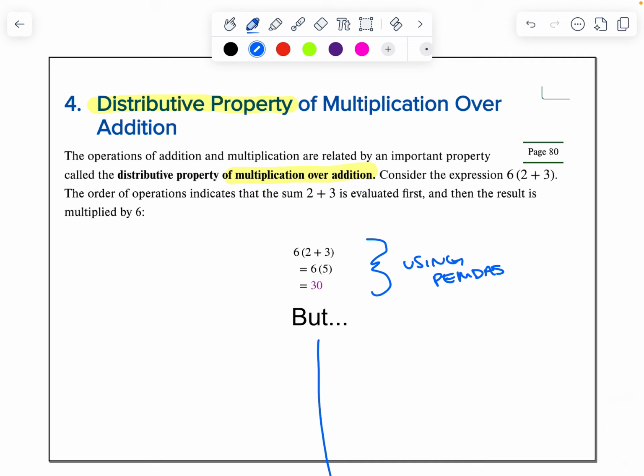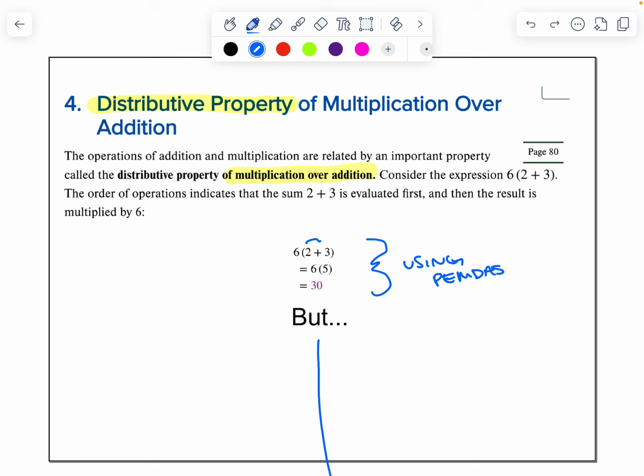What it says is that if we have addition inside parentheses and multiplication to that parentheses, for example, I'm multiplying 6 times a parentheses with addition inside it, then what we can do is what we have been doing and use PEMDAS and add those two items and get 5. Then multiply the 6 by the parentheses and get 30. Check, that works. Everything that we've been talking about still works.